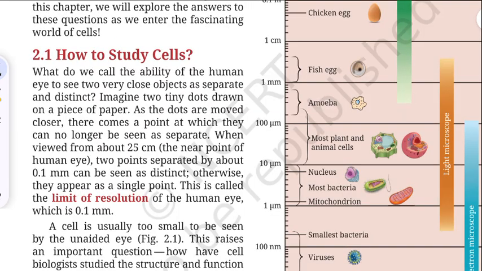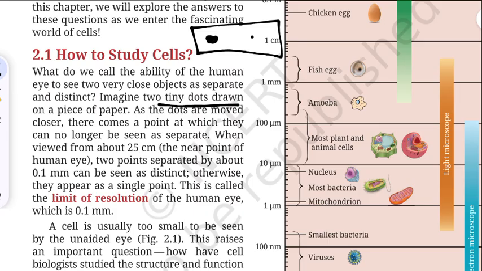Now we are coming to the topic of how to study a cell. What do we call the ability of the human eye to see two very close objects as separate and distinct? Suppose two dots are drawn on a piece of paper. As the dots are moved closer, there comes a point at which they can no longer be seen as separate.